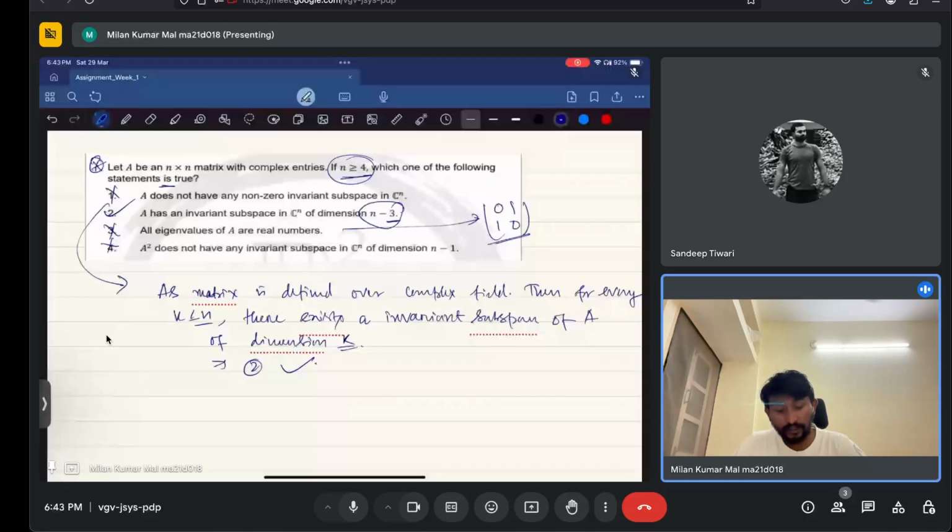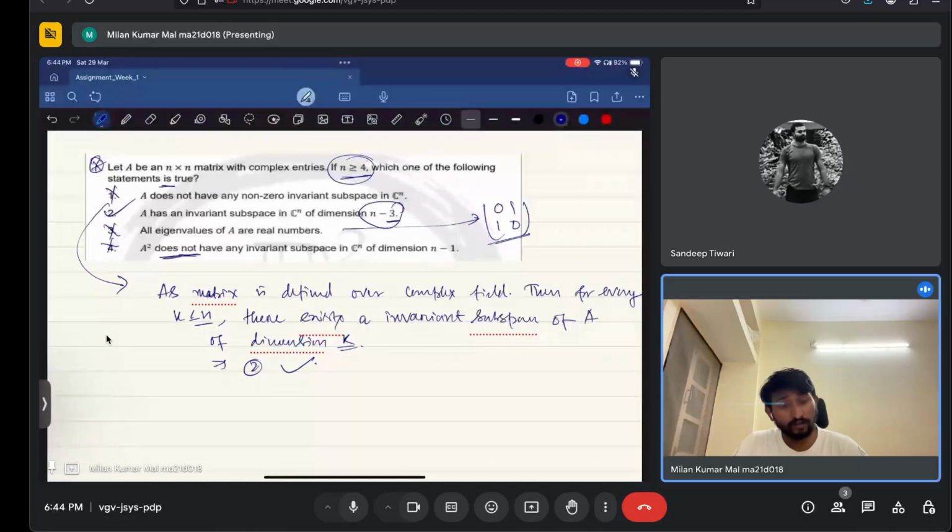A square does not have any invariant subspace of dimension n minus 1. Same reason. n minus 1 is less than n, right? Less than or equal to n, and obviously positive, so therefore we will have an invariant subspace.